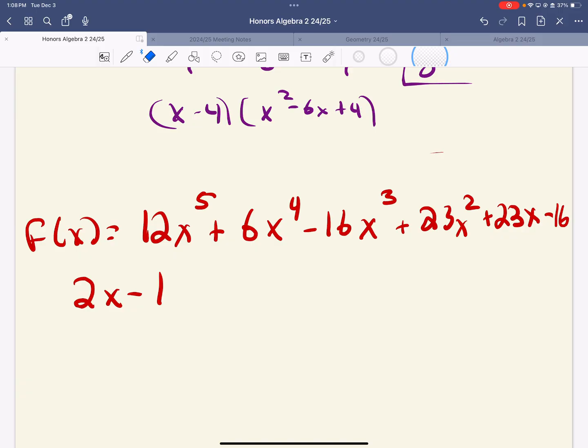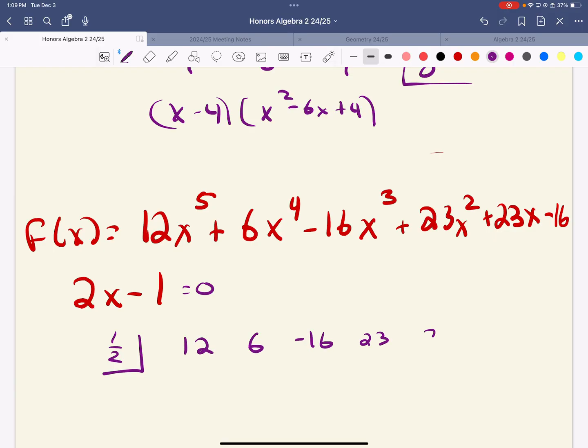Remember when we did this? So what goes inside the box? 1/2. Remember we set it equal to 0. Add 1, divide by 2. The coefficients are 12, 6, negative 16, 23, 23, and negative 16.